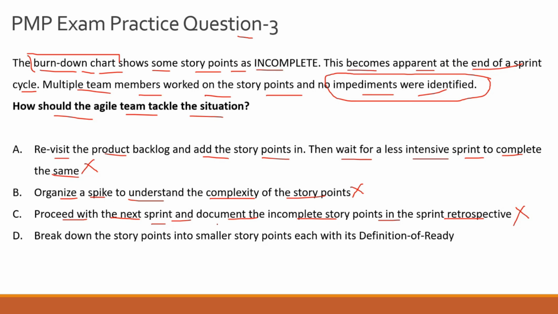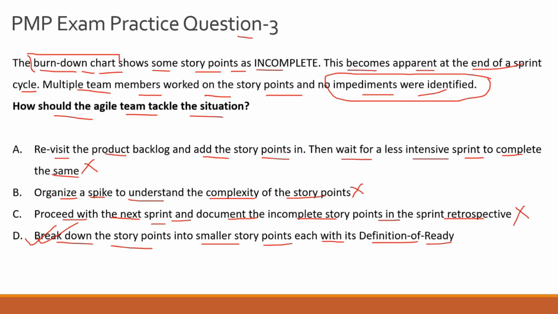Because as a project manager, you are expected to complete the entire scope of the project or the sprint or the iteration that we are talking about. So that is why option C is also incorrect, and that leaves us with option D, which is the correct answer choice to this question, which is to break down the story points into smaller story points, each with its definition of ready. And that makes perfect sense, because it might have been the case that this story point was, let's say, maybe simple.